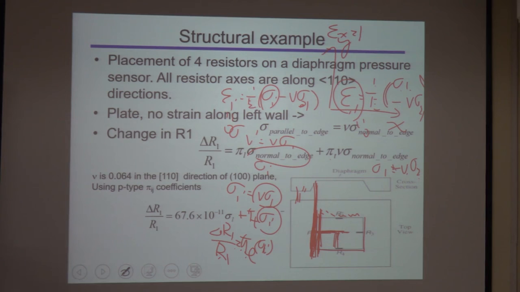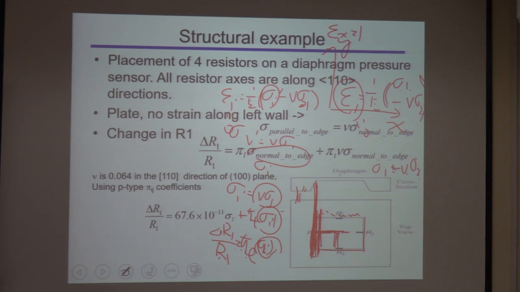Okay, so for one direction, normal to edge is 1 prime. So this is sigma 1 prime, pi t nu sigma. Epsilon 1 prime equals 1 over E times sigma 1 prime minus nu sigma 1. So sigma 1 prime equals nu sigma 1. Okay, so we can write, this is sigma 1 prime, and this is sigma 1.